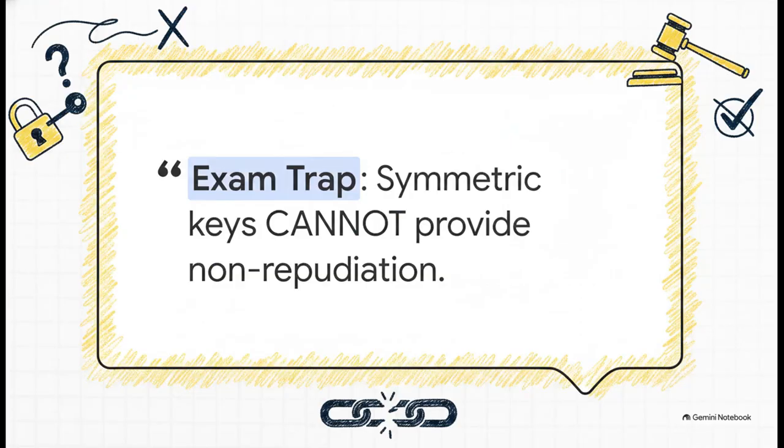I really cannot stress this enough for your test. Same equals symmetric, and different equals asymmetric. Because both parties possess the exact same symmetric key, neither party can definitively prove who authored a specific encrypted message. If a test scenario requires non-repudiation or legal proof of origin, you have to immediately eliminate any symmetric-only options from your potential answers. Just cross them right out.